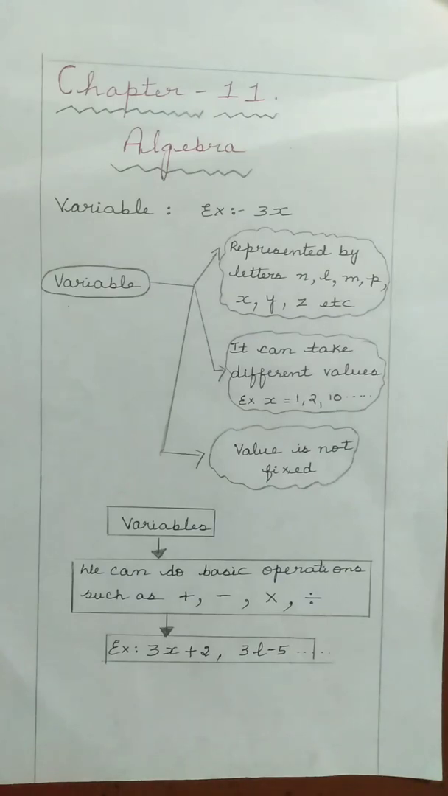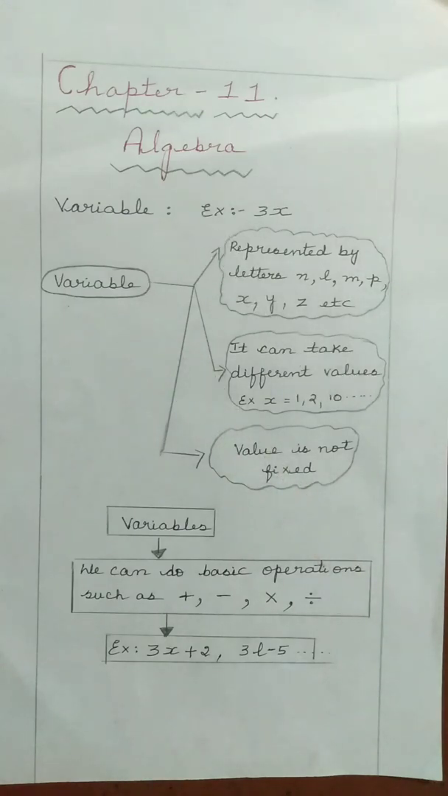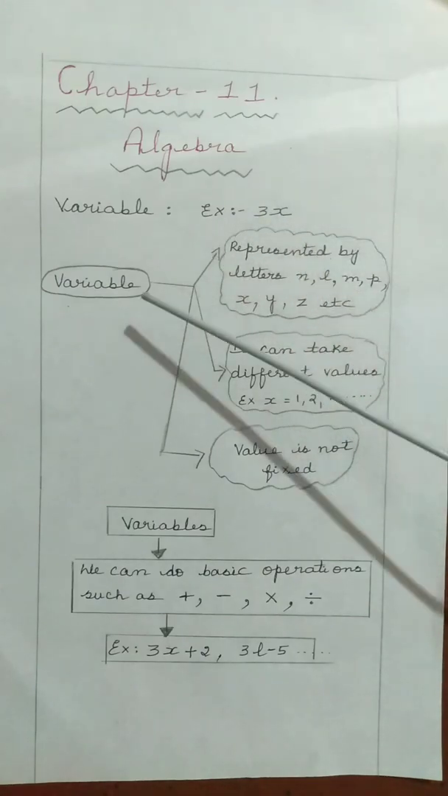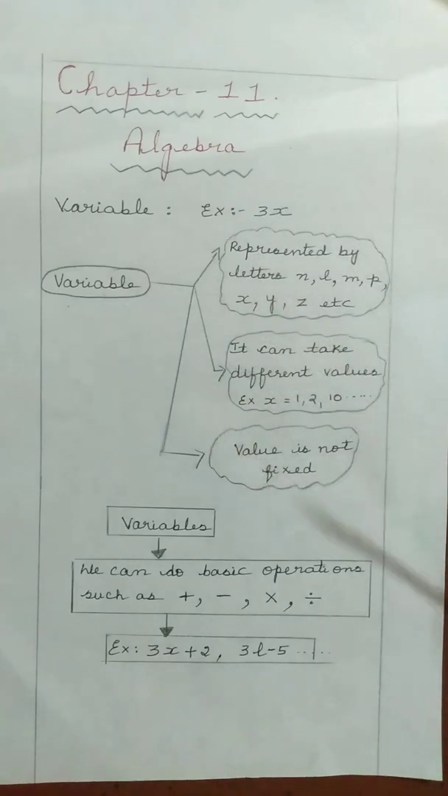So, in the beginning, let us study the meaning of variable. So, the first term used in algebra in this chapter is variable. So, let us try to understand what this variable is in the beginning. So, children, consider the example 3x. Now, we know that 3 is a numerical value. Then what is x? Yes, x is a variable.